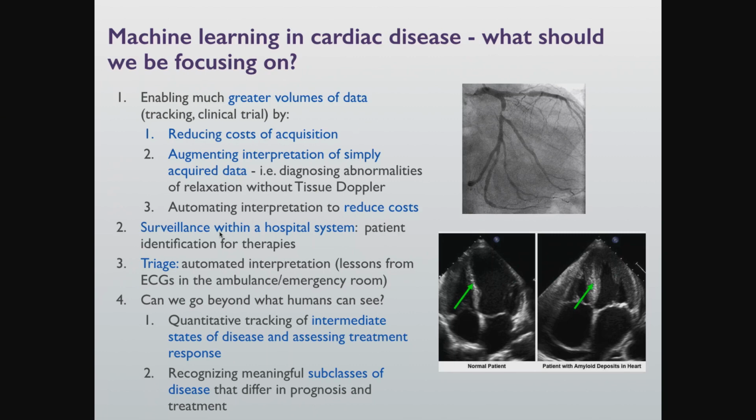You can imagine something running in the background at a hospital system level and just checking to see whether there's anybody who was missed in some ways. And then triage, I'm going to talk about in the next slide. We'll come back to that. And then really, and this is again one of the reasons I got into this, we want to do something that elevates practice beyond simply repeating what we already do. So this idea of quantitative tracking of intermediate states, subclasses of disease, is actually the real reason I got into this space, because I wanted to increase the scale of data to be able to do this. And this is where you potentially would like to go.